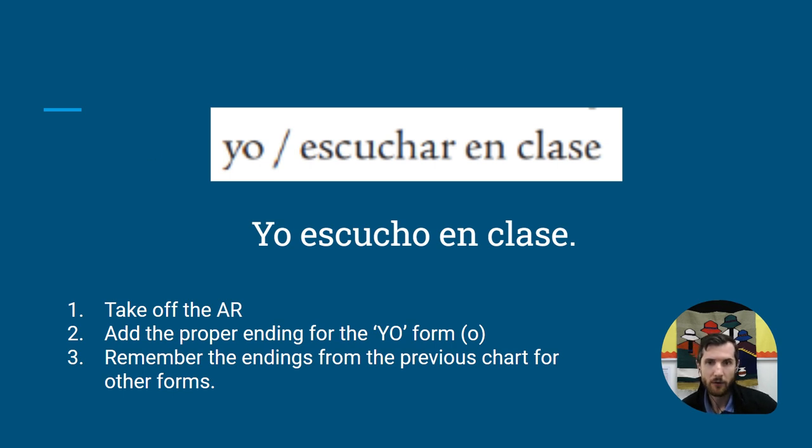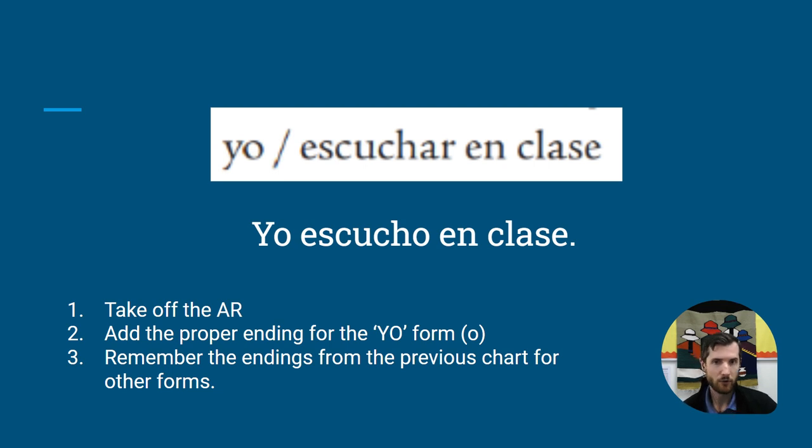Escuchar is another example of a verb that ends in the letters AR. We call that an AR verb. Escuchar means to listen. So if I want to say something like, oh, I listen in class. Yo escucho en clase. I chopped off the AR. I replaced the AR with the letter O because that's what matches the yo form. And I'm done. Step 1, take off the AR. Step 2, add the proper ending.